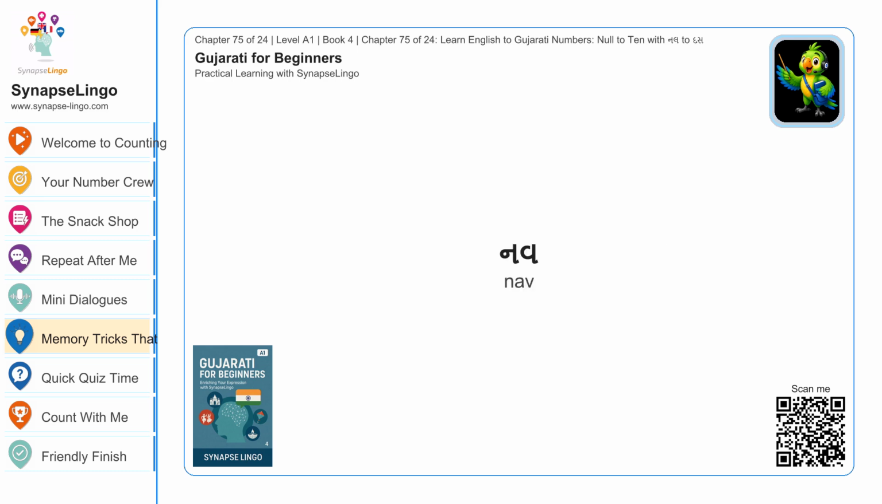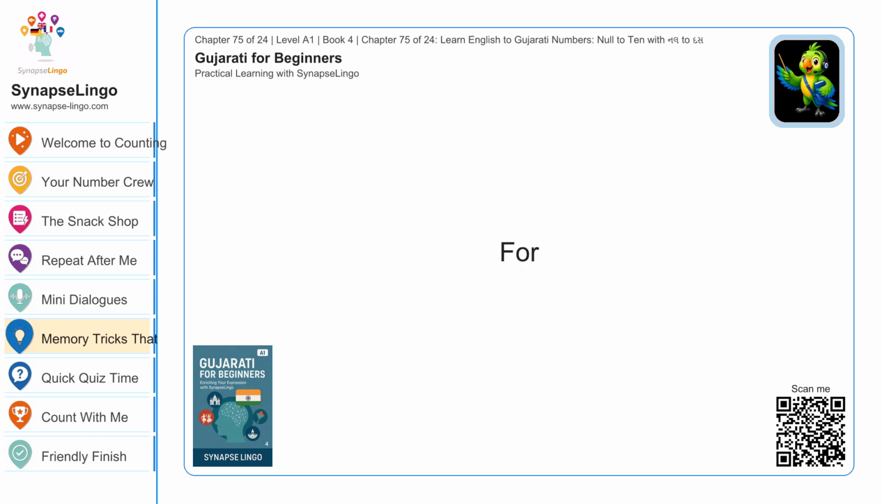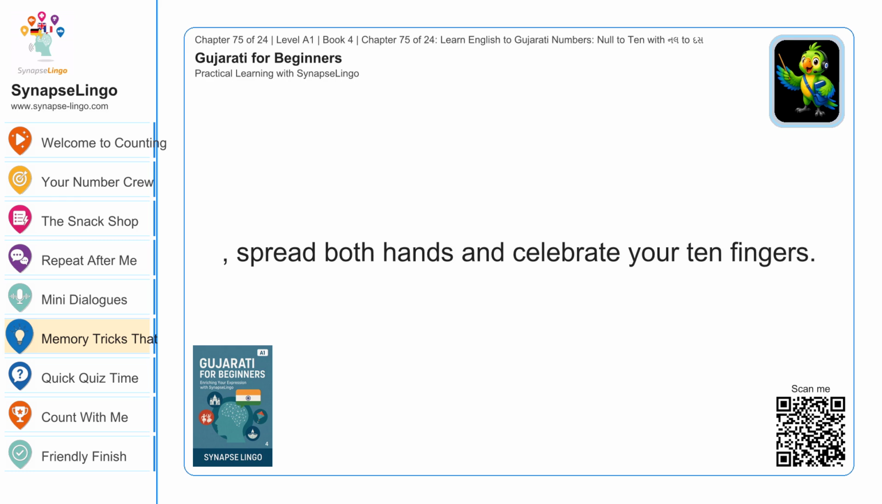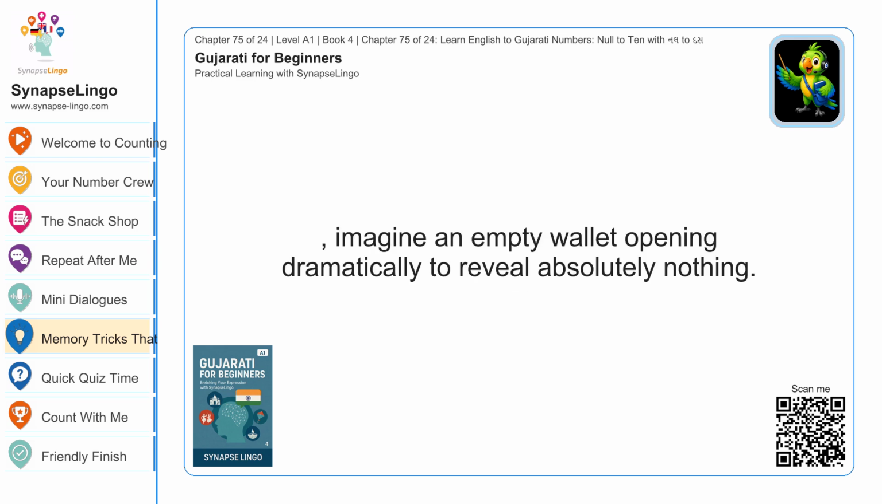9: Imagine 9 navy boats floating in a teacup. 10: Spread both hands and celebrate your 10 fingers. Null: Imagine an empty wallet opening dramatically to reveal absolutely nothing.